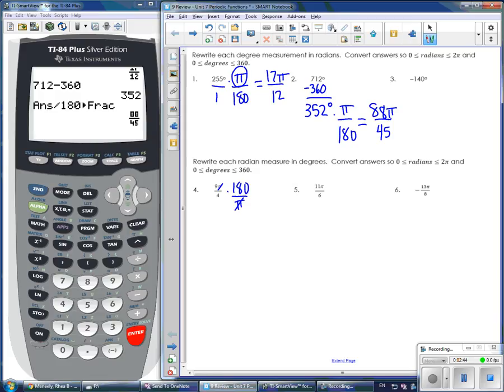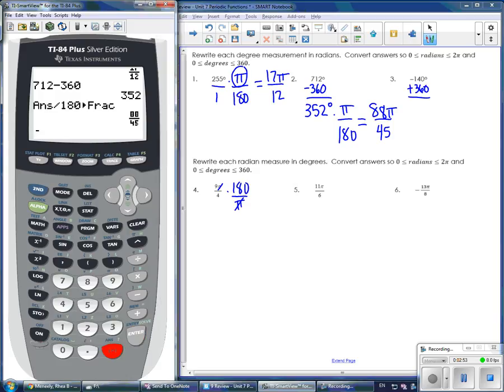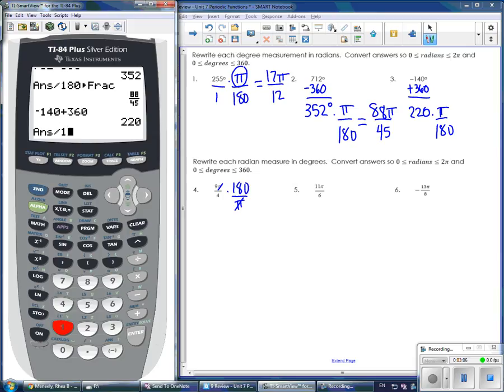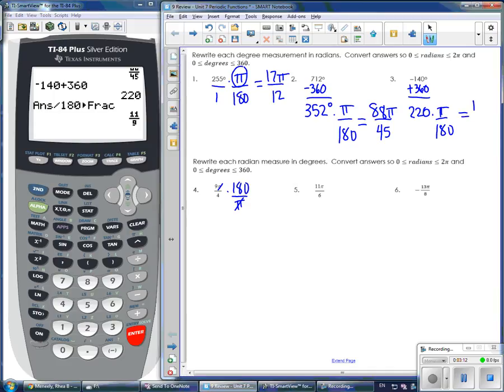In number 3, we're starting off with negative 140 degrees. So I've got to fix it by adding 360. When it's too small, you need to add 360. So negative 140 plus 360 gives us 220 degrees. When I multiply that by pi over 180, I'm going to take my 220 and divide that by 180, and then adjust my answer so it stays as a fraction in lowest terms. That's going to be 11/9, or 11 pi over 9.